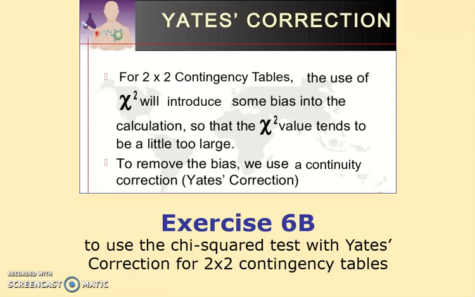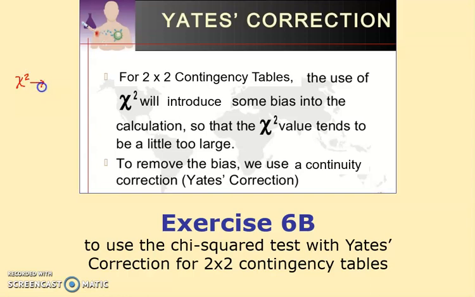Hello there, this is another lesson for Year 12 Further Maths, Exercise 6b. We're going to look at the chi-squared test with Yates' correction for 2 by 2 contingency tables. And you may recall, I've already shown you how to find chi-squared.